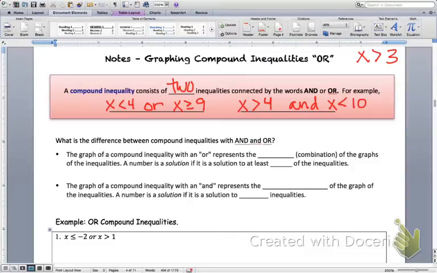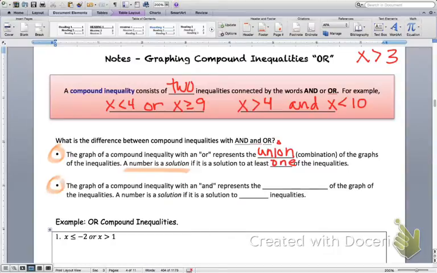So the ones with the word or represent a union of the graphs. It's just a combination of the graphs. So we put the two graphs together, and anything that gets highlighted is part of the final answer. So it comes down to whether something is highlighted on the number line, because that makes it a solution if the solution is true in at least one of the inequalities. So if it's highlighted for one of them, it's a solution for the whole compound inequality.